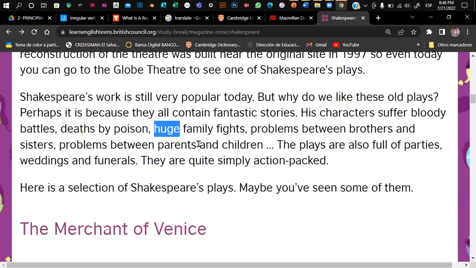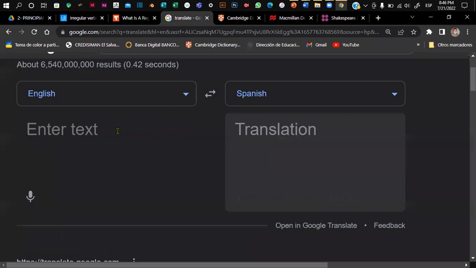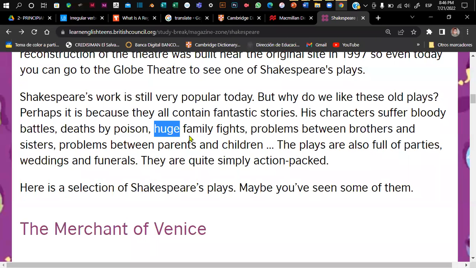Repeat huge. Huge family fights. What is huge? More than big. Huge. What is the meaning of huge? Enormous. Yes, huge. A big mess. Imagine a big, huge mess with the family. Okay, I don't want to imagine that. Problems between brothers, sisters, parents, children. Imagine.